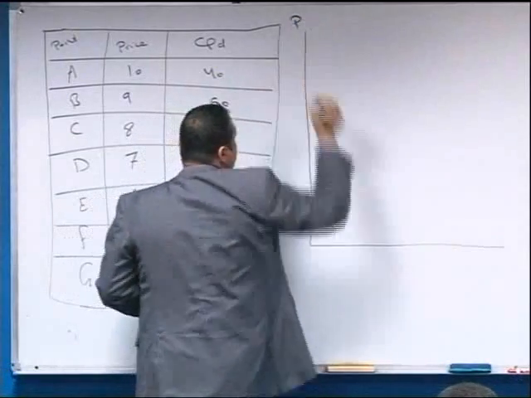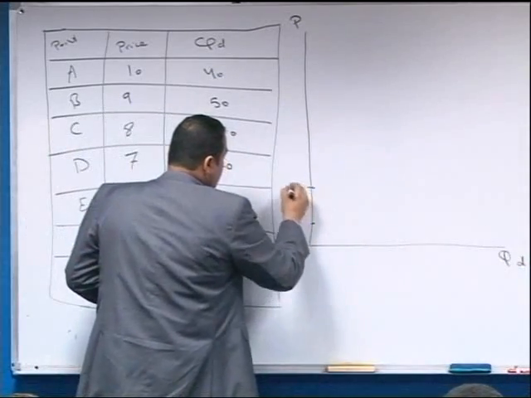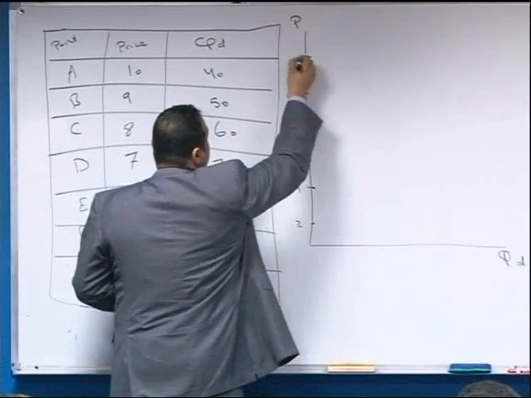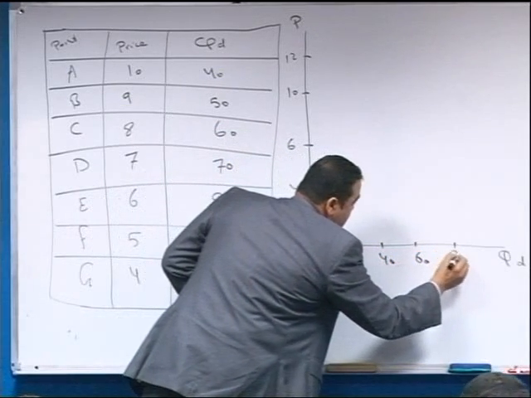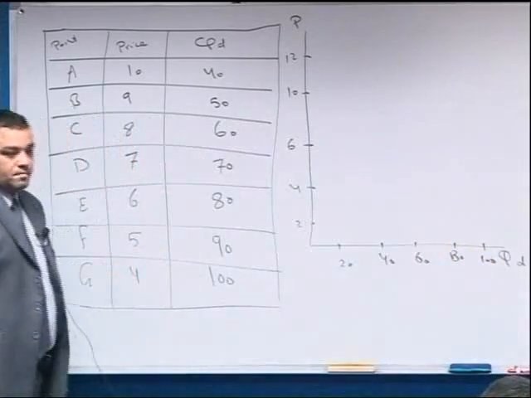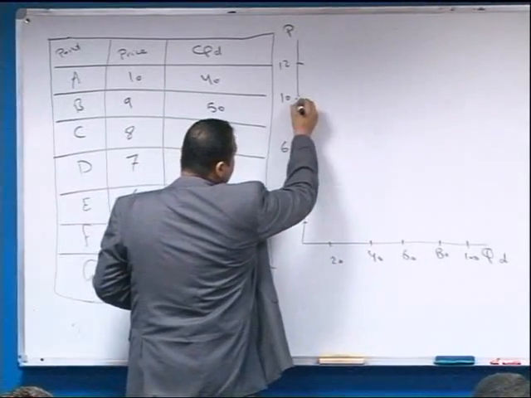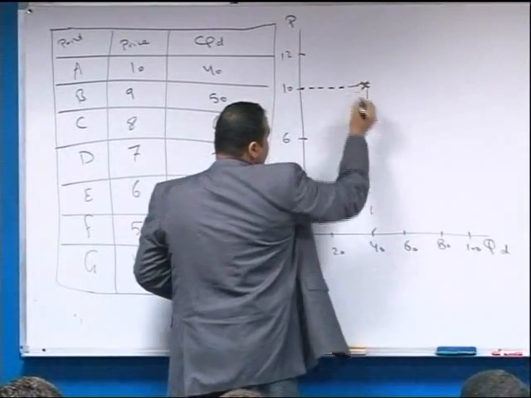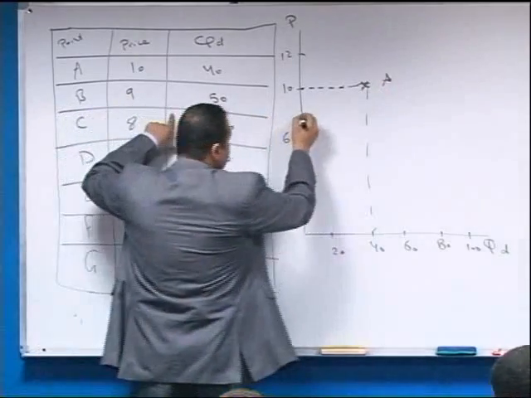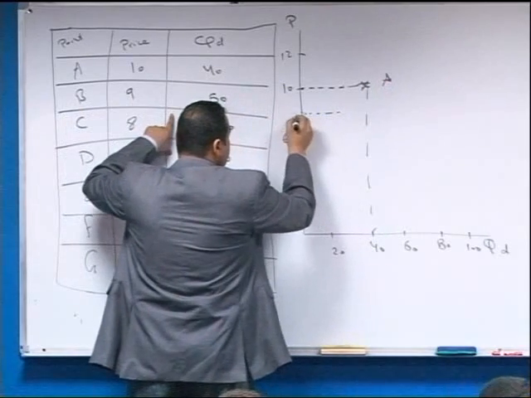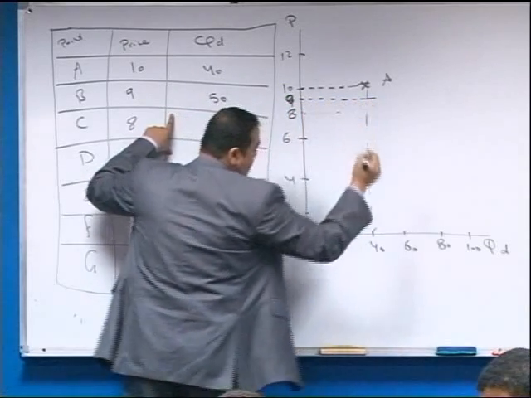The price and quantity demanded. At point A, the price is 10 and the quantity demanded is 40. This is point A. Point B, 9 and 50.